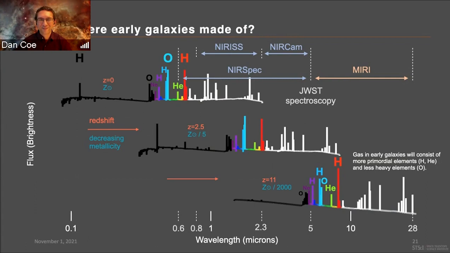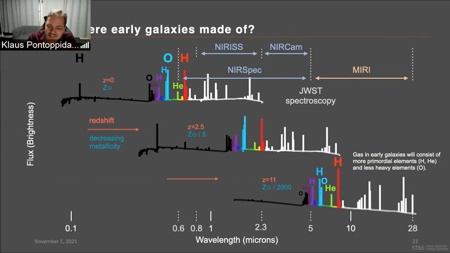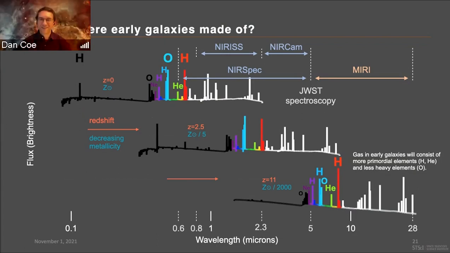Right. Scott says it looks like you could get oxygen over hydrogen. I also note, just for the folks on Facebook, that metallicity is the amount of stuff that isn't hydrogen or helium.